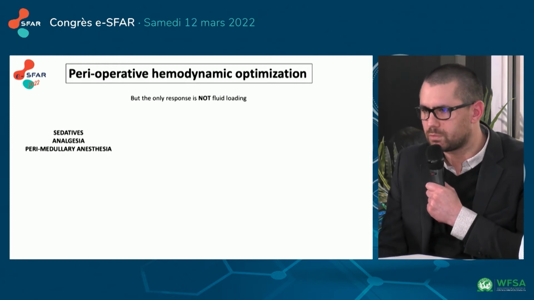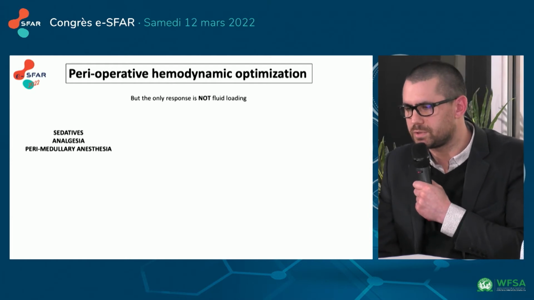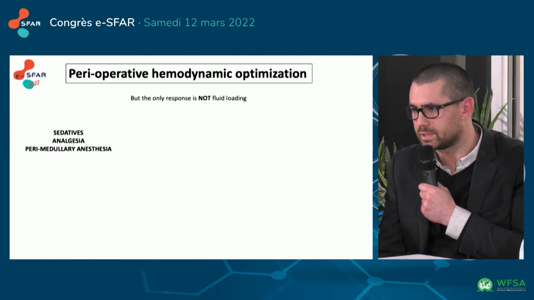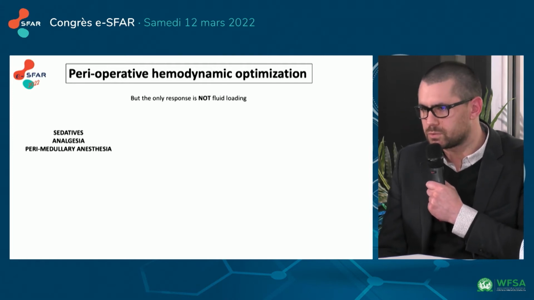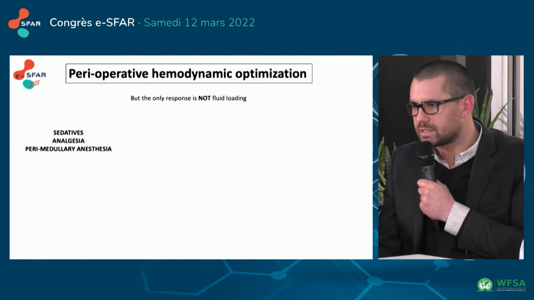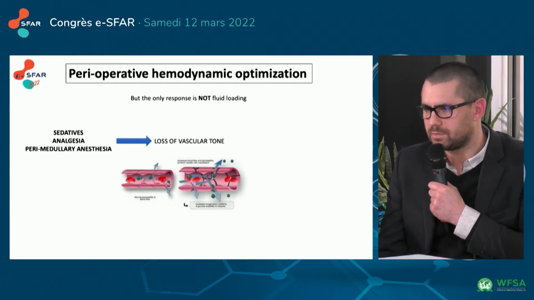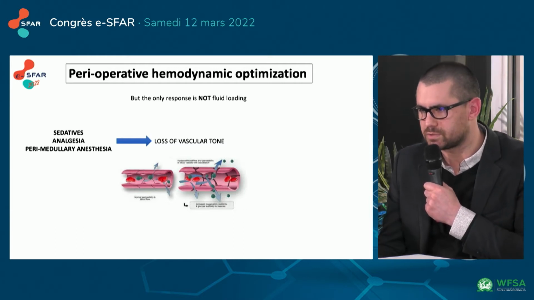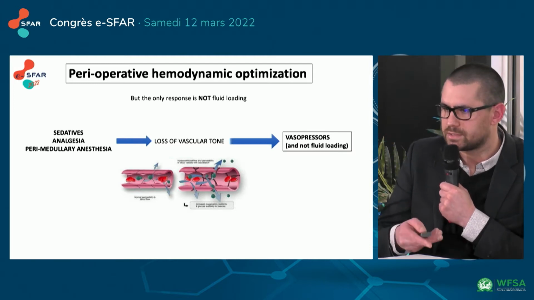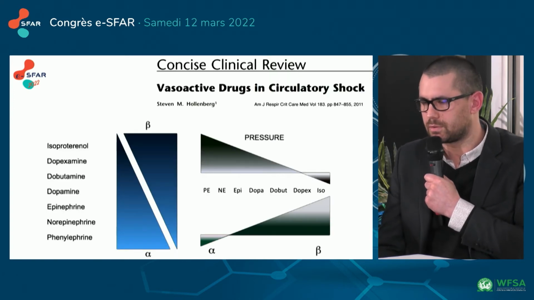But you have to recall that the only response to any decrease in mean arterial pressure is not fluid loading at any time. As you know, we already talked about this earlier. Sedatives, analgesia, perimedullary anesthesia are gonna change the vascular tone and decrease the vascular tone. So finally, you can use vasopressors to counteract those effects, and not fluid loading, which would be correct.